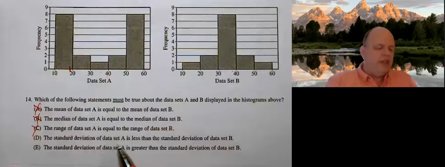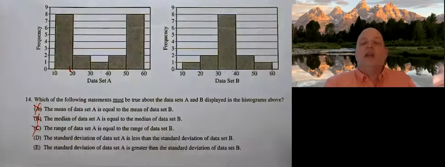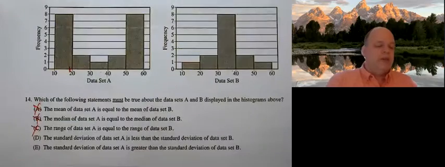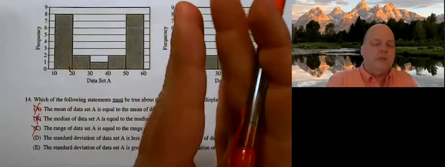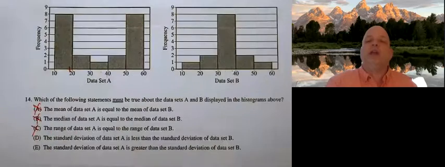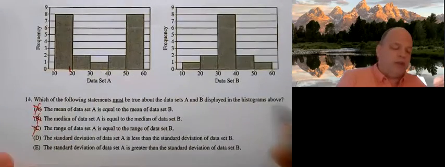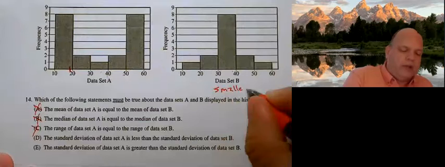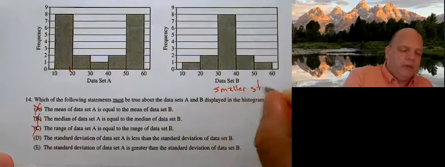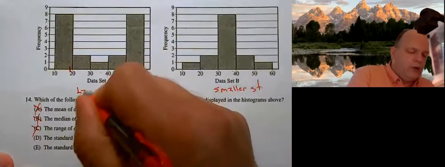The standard deviation of set A is less than the standard deviation of set B. That's false, because the more data we have close to the center, the smaller the standard deviation. So this will have a smaller standard deviation. This will have a larger.